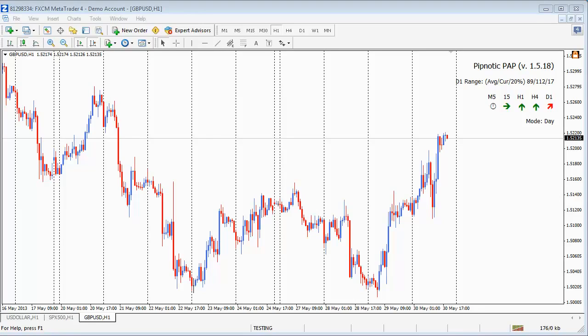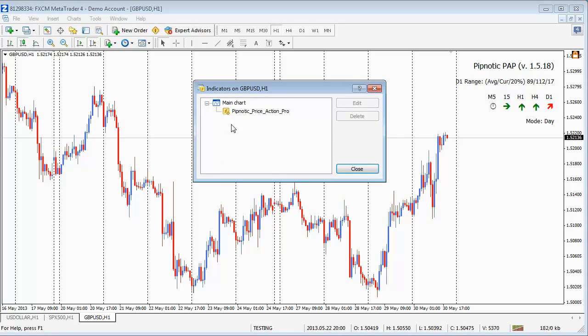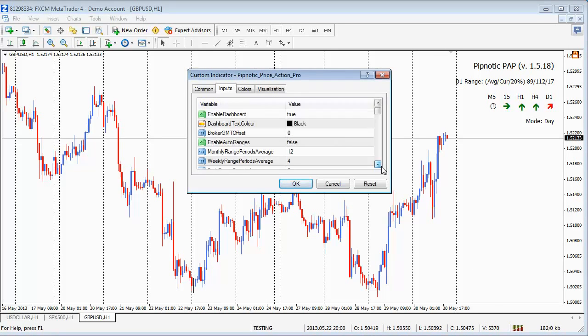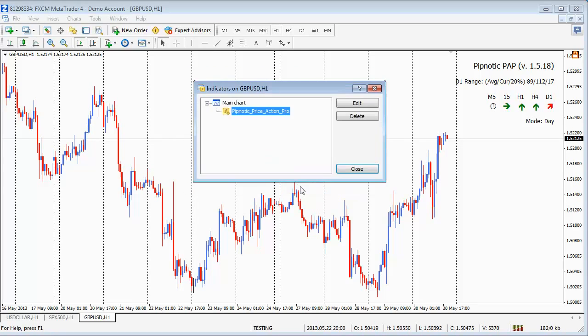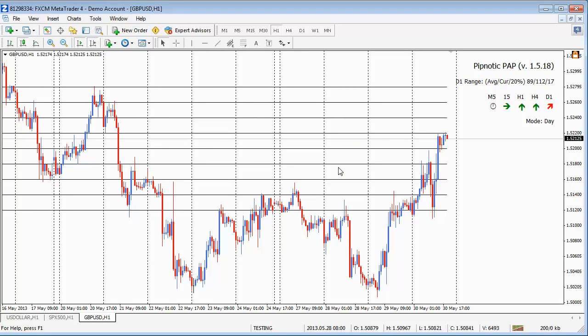Drawing functionality of the indicator, and we'll focus on the dynamic and the static lines. If we bring up the configuration options for the indicator and move down to the enable trend lines setting, and if we set this to true, on the hourly chart the indicator will draw these lines every 20 pips starting at kind of a round number.